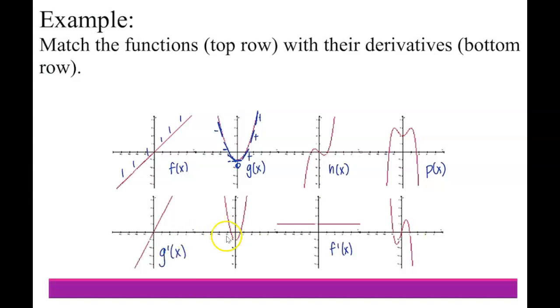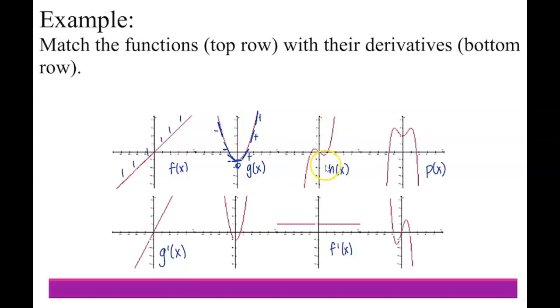And if I look at my other options, those definitely didn't work. On the left side of the y-axis, I have positive slopes. I'm above the x-axis here. On this one, same thing. On the left side of the y-axis, I have positive slopes. So this is the graph of g prime of x.